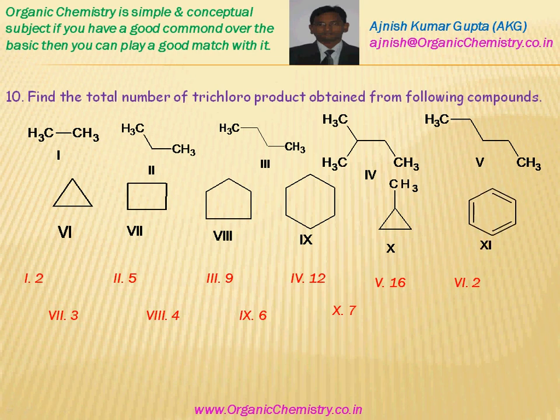Last, in case of benzene, it is 1, 2, 3 or 1, 2, 4 or 1, 3 and 5. So 1, 2, 3, 1, 2, 4 and 1, 3, 5. There are 3 trichlorobenzenes possible. So these are 10 questions.